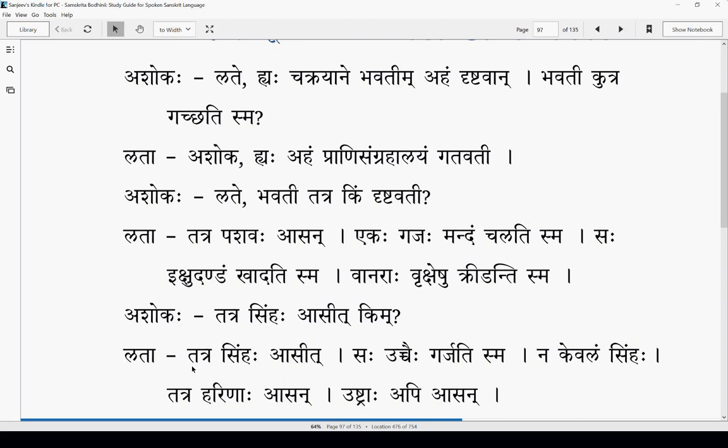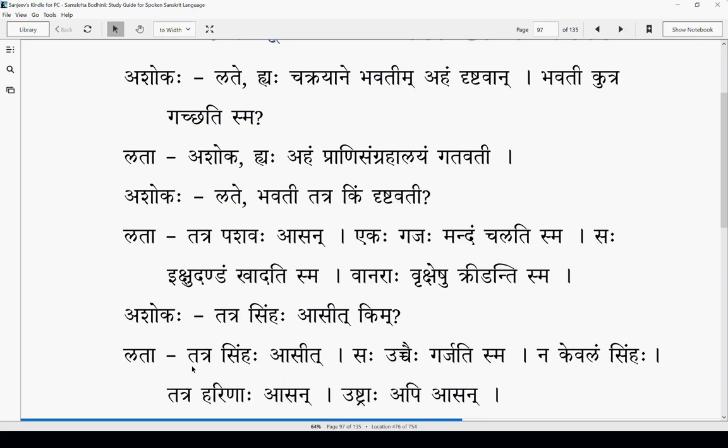Okay. Late, hyah chakrayane bhavatim aham drishtavan. Now the second vakyam here is bhavati kutra gacchati sma. Now your sma is being added. What does this mean? Bhavati kutra gacchati sma. Now what is gacchati? If it is only bhavati kutra gacchati, then what? Where are you going? Or where do you go? Either one. Now, as soon as we add sma, it changes to bhutakala continuous. It doesn't mean where did you go. It means where were you going?